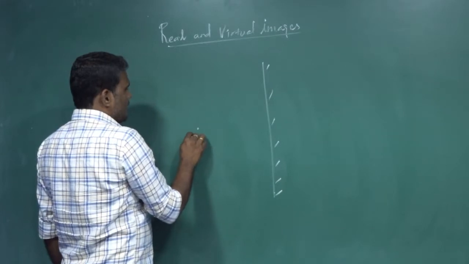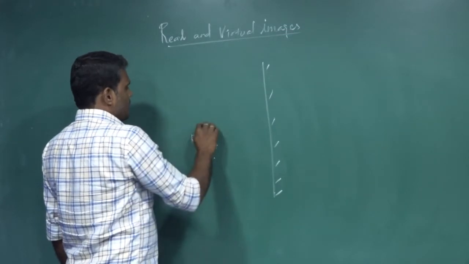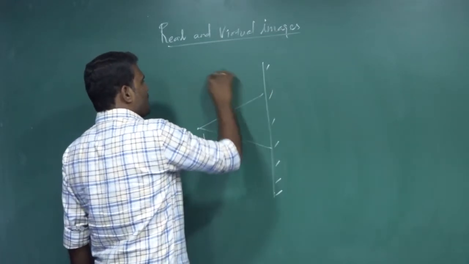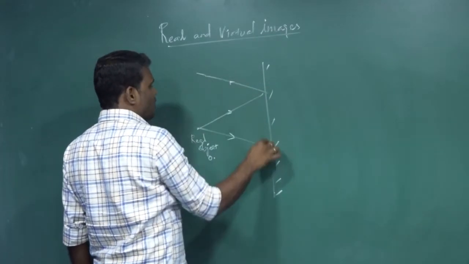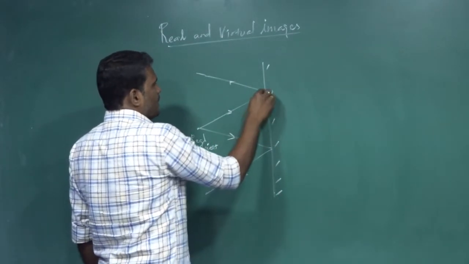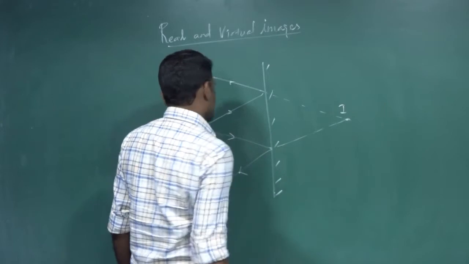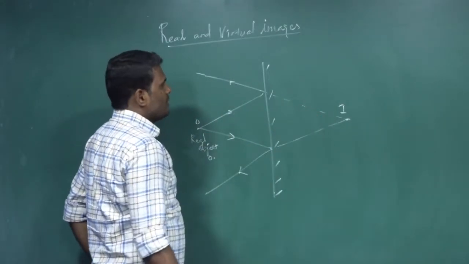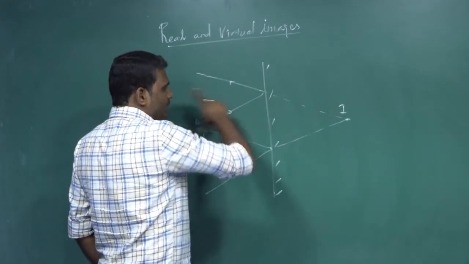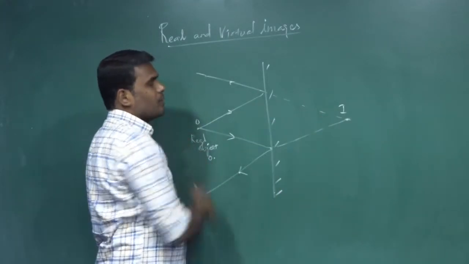Let us consider a real object which is placed at a point O. The rays falling on the mirror, after reflection, will diverge or go out from the plane mirror. When the rays are produced backwards, they meet at a particular point, let us say I, behind the mirror. So we can say the rays after reflection appear to diverge from a point behind the plane mirror.